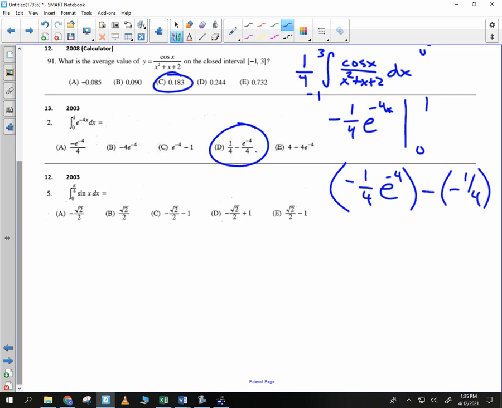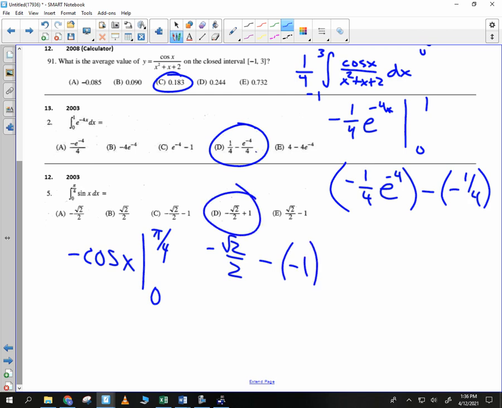And finally this one, what's the antiderivative of sine? Negative cosine of x, evaluated at pi over 4 and 0. Everybody knows cosine of pi over 4 is root 2 over 2, and everybody knows the cosine of 0, don't you? It's 1, so you get negative 1. So notice you get a positive 1 and a negative root 2 over 2. Boom! We'll pause there and see how you did.